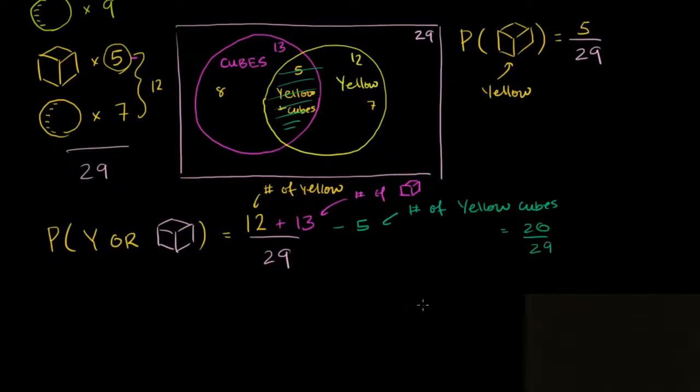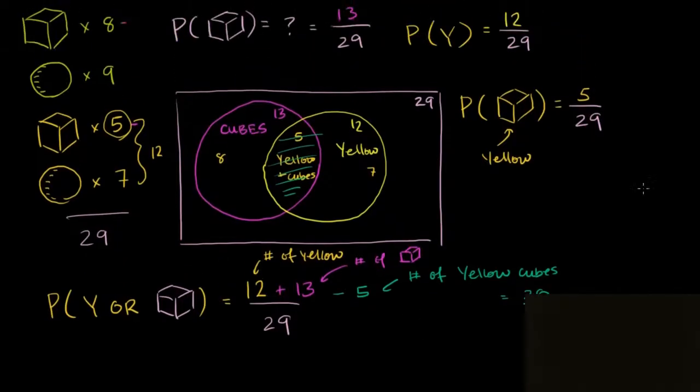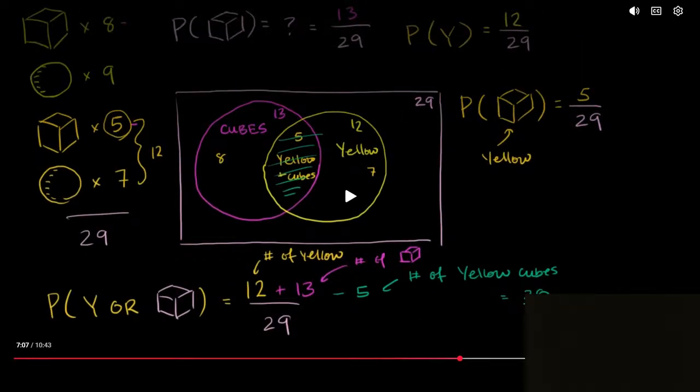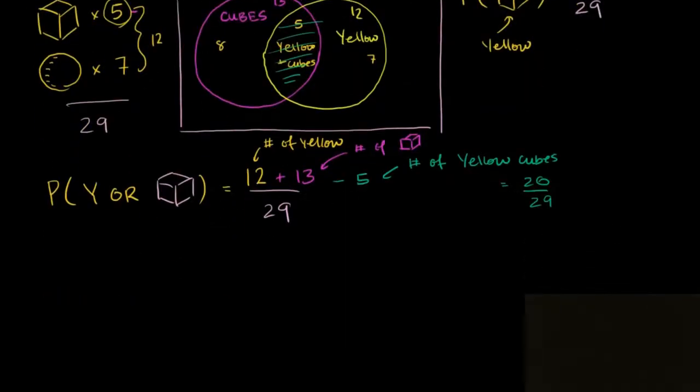But the more interesting thing than even the answer of the probability of getting that is expressing this in terms of the other probabilities that we figured out earlier in the video. So let's think about this a little bit. We can rewrite this fraction right over here. We can rewrite this as 12 over 29 plus 13 over 29 minus 5 over 29.